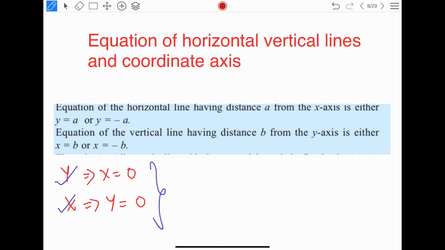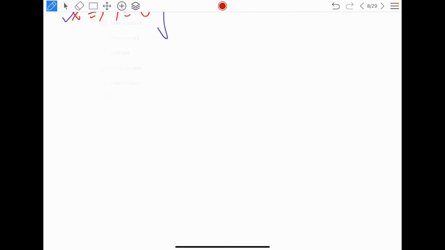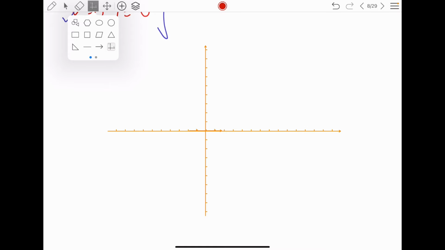That's very simple. This I have also done in detail in my coordinate geometry class, so you can watch it there as well. Now coming to the more important part, equation of a horizontal and vertical line. Just before going to the formulae, understand your coordinate system once again. This is my complete coordinate system. If I talk about a vertical line, any line which is parallel to the y-axis is a vertical line.